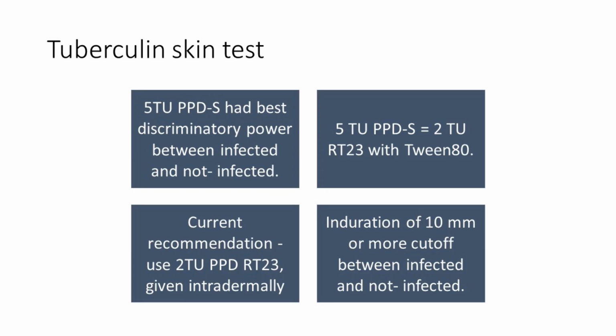What is new? Till now, in children, we often used the tuberculin skin test to make a diagnosis of latent TB and sometimes even active TB. We used PPD-S, the purified protein derivative, standardized, which is equivalent to 2 TU of RT23 with Tween 80. The standard PPD-S that we are supposed to use is 5 TU. Tween 80 is a detergent added to the PPD so that it does not stick to the glass syringe. So the current recommendation is to use either a 2 TU PPD RT23 or a 5 TU PPD-S, and take a cutoff of 10 millimeters as positive.